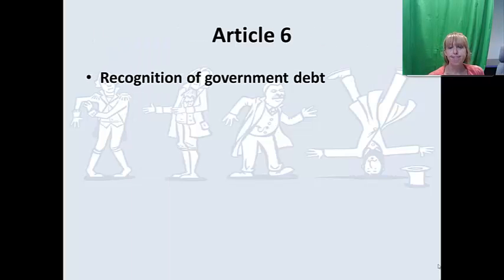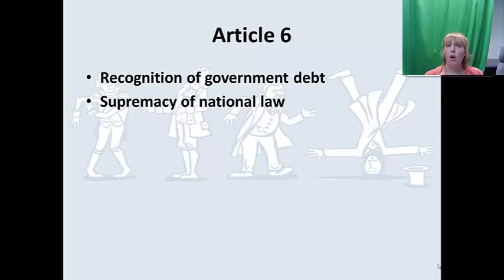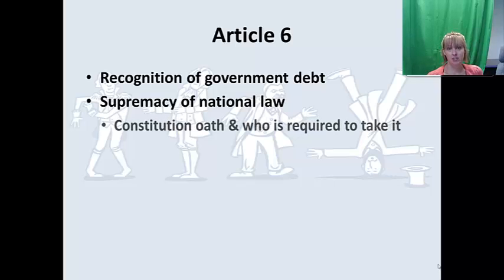Article 6. This was very important in light of the failures of the Articles of Confederation. The recognition of government debt. We noted that, 1, the debt from the Revolution belonged to all the states, not any one particular state, and that the states collectively would collect taxes to pay back this debt. It also established the supremacy of national law. Well, what does that mean? It means that the states still retain power to pass laws that govern within their jurisdiction, but that laws passed at the national level supersede or are more important and can overrule those laws passed at the state level.